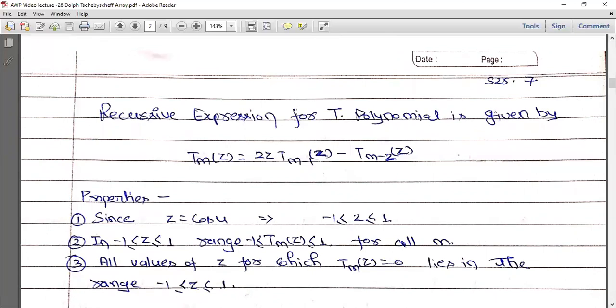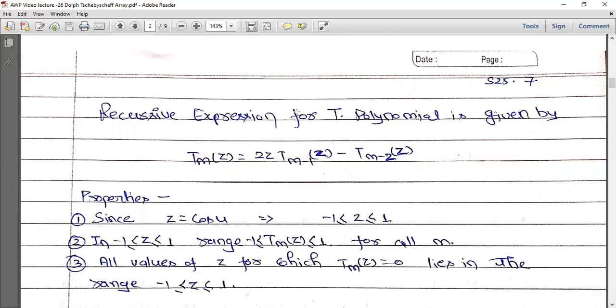So in this manner, the Chebyshev polynomial for any larger degree can be easily found. This will reduce our labor of first expressing cos of mu in terms of cos u and then replacing every cos u in terms of z. So it is quite a laborious process.